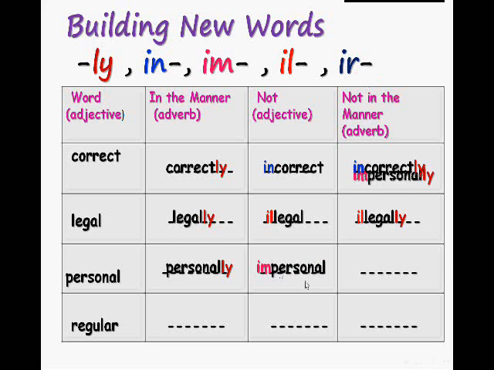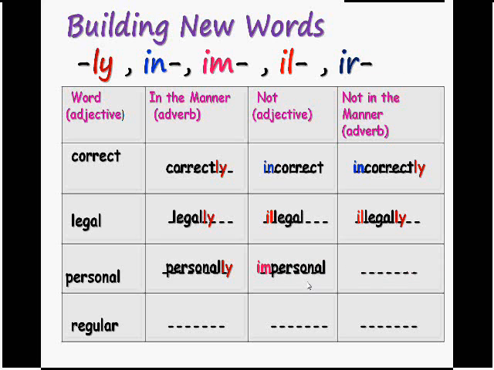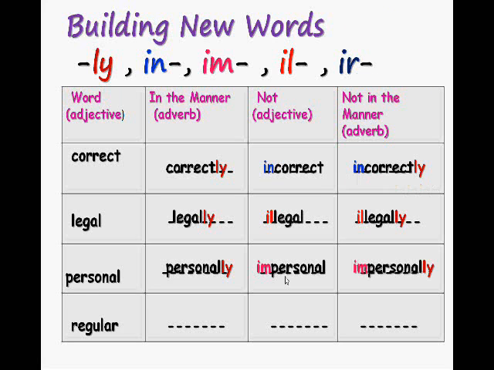Impersonal. Remember we said here why to put im, because I have here the word starting with P, personal, okay? Then, to make it easy to pronounce, I just put M and not any other letter. Impersonal, this is the adjective, which means the negative of personal, and not in the manner, or an adverb, it's done impersonally. Then you have the last word here on the list, it's regular.